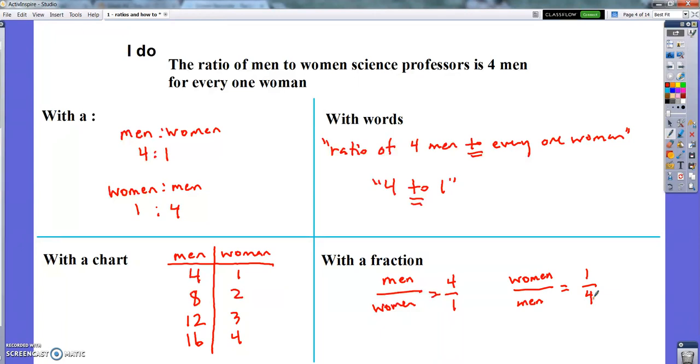A ratio is 2 quantities that are related and their relationship stays fixed, stays the same no matter how many batches or sets or instances or colleges I make. That's a ratio. We will do 2 more tomorrow, and I will see you then.